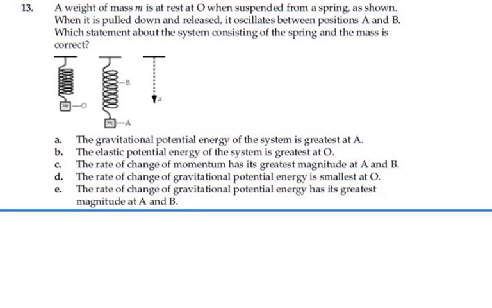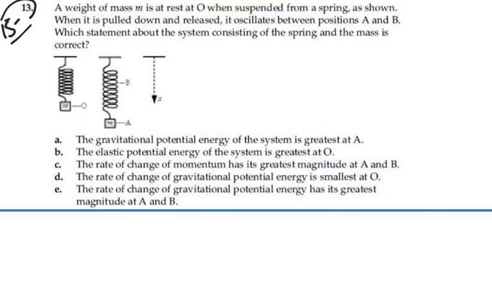Here's problem 1513. A weight of mass m is at rest at O when suspended from a spring as shown. When it is pulled down and released, it oscillates between positions A and B. Which statement about the system consisting of the spring and the mass is correct? Well, let's look at the answers.